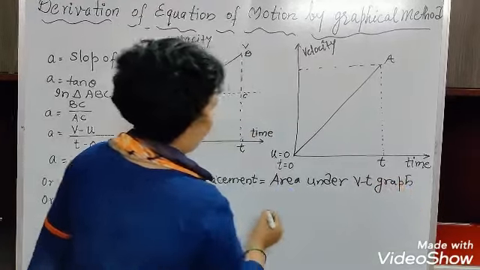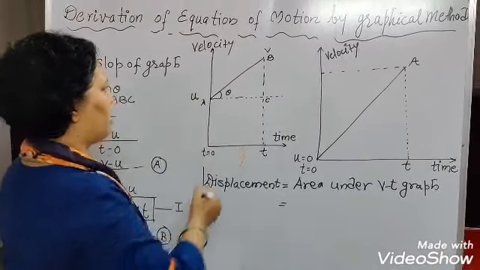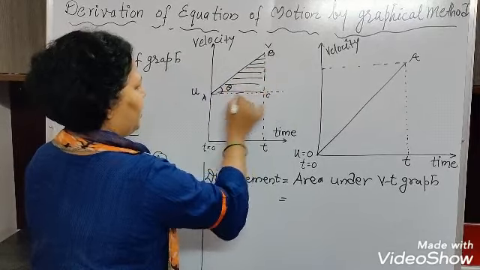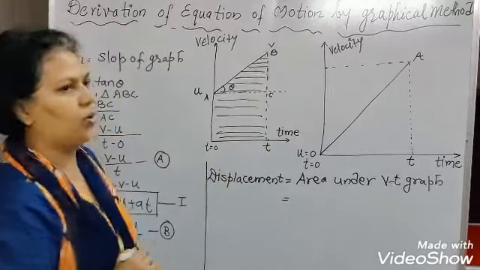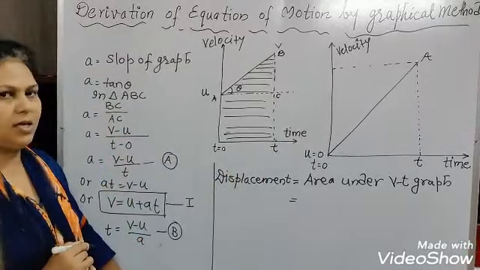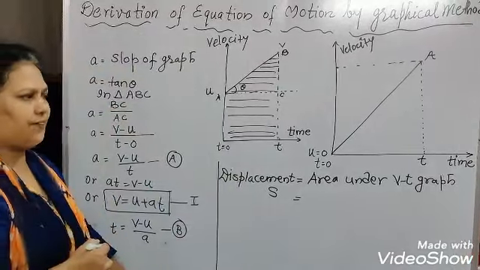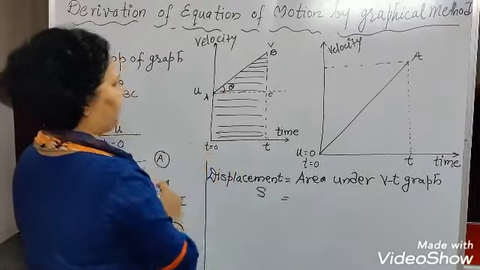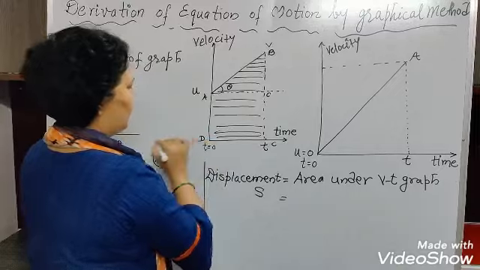What will we find here then? The area under the v-t graph. This is the graph, and this area we have to calculate just to find the displacement. Displacement is represented by the letter S. The area under the v-t graph, you can see this figure A, B, C, D.